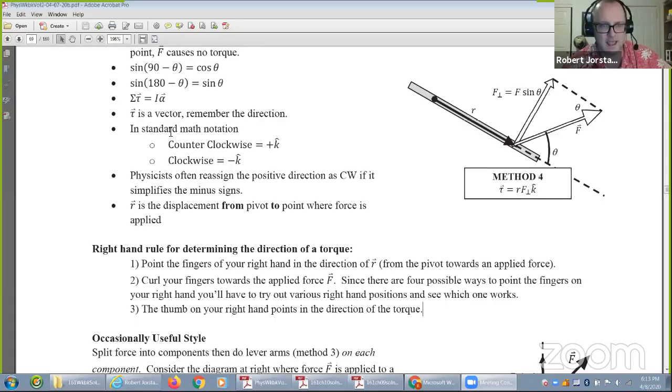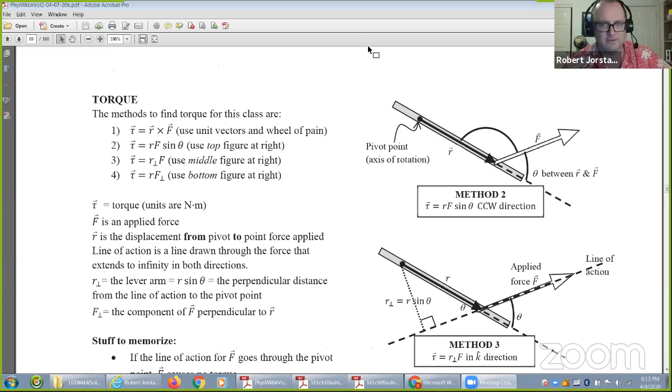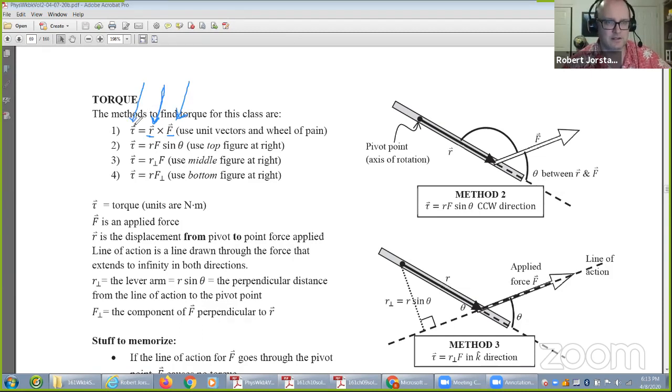If you're curious about the cross product, this right-hand rule shows up all the time in magnetism and stuff. Look at this. It's R cross F. It's not F cross R, it's R cross F. It's always first vector goes to the second vector. So line up your fingers of your right hand with the first vector, then curl them to the second vector. The output of the cross product is aligned with your thumb.